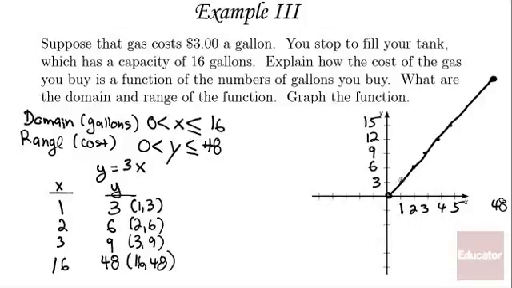So the graph of this actually is a continuous function because I'm allowed to fill up with, say, 1.5 gallons or any number in between here. So I start out slightly above 0, so open circle, all the way on up to my maximum of 16 gallons for $48.